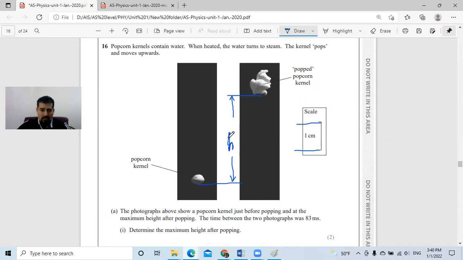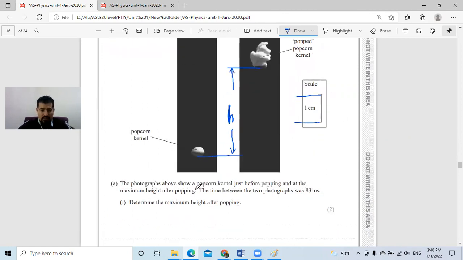Now let's see, what do they ask us? Maybe they ask about kinetic energy or potential energy, because they give us a scale. The photograph shows the popcorn just before popping and at its maximum height. The time between the two pictures is 83 milliseconds. That means times 10 to the power of -3, to be in seconds. Determine the maximum height after popping.